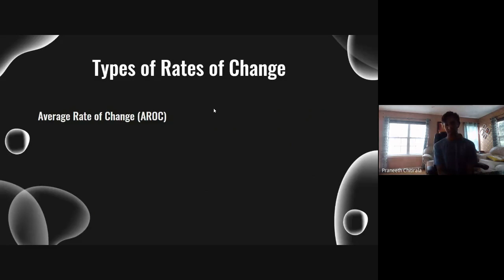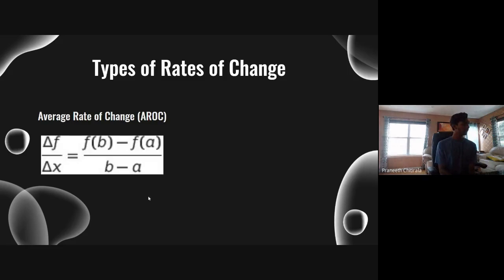So let's review the rates of change that we've gone over. We have the average rate of change, also known as AROC. The formula for the average rate of change is f of b minus f of a over b minus a, and this occurs between two points, x equals a and x equals b, where we're assuming that a is less than b. And this is most associated with secant lines.